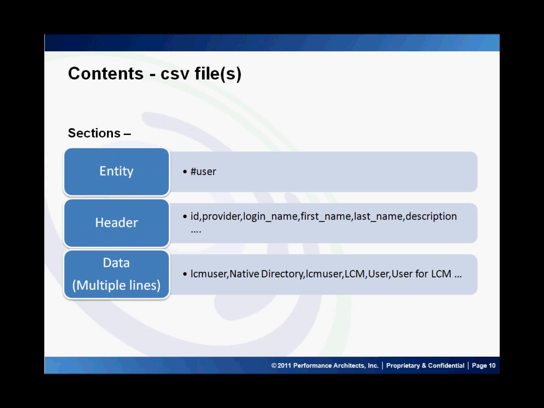The data is contained in CSV files, which have three sections. The first is the entity. This could be like the pound user, pound group, based on what is being imported or exported. The second line would be the header. This is basically the column headings for the data lines, which is the next section.